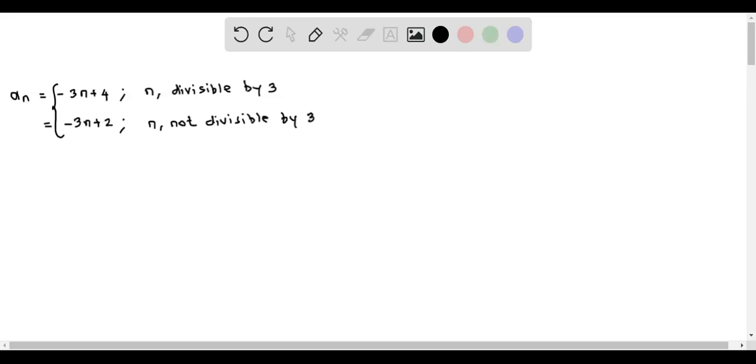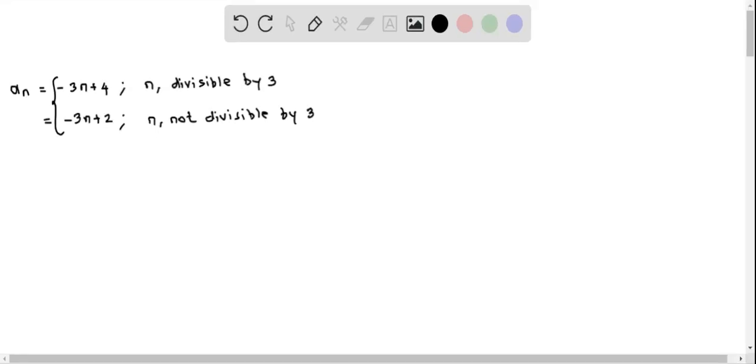So let's determine the first six terms of this sequence given by this formula over here. That is, when n is divisible by 3, we have to utilize this formula, that is a_n equals negative 3n plus 4. And when n is not divisible by 3, we have to utilize this formula, that is a_n equals negative 3n plus 2. So first, let's write down the six terms of the sequence.